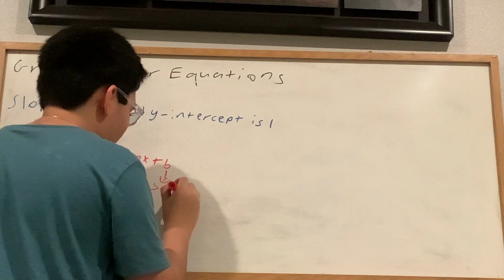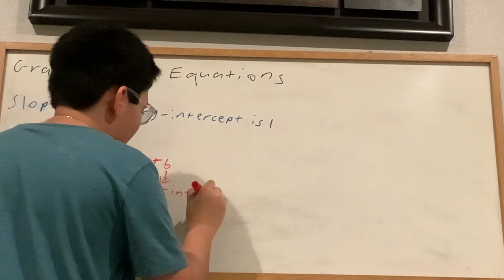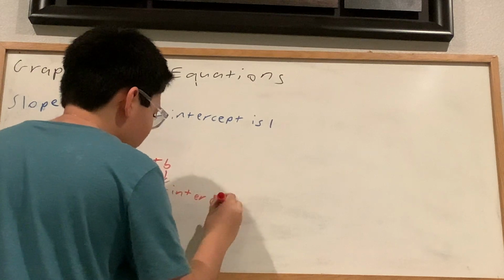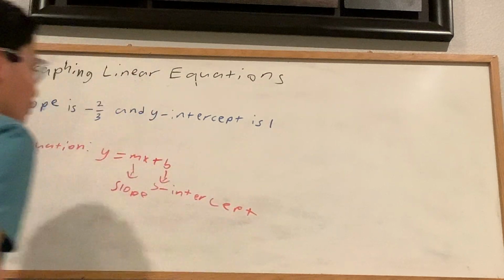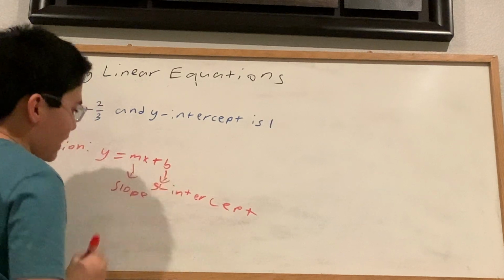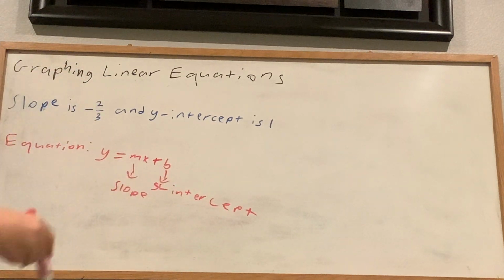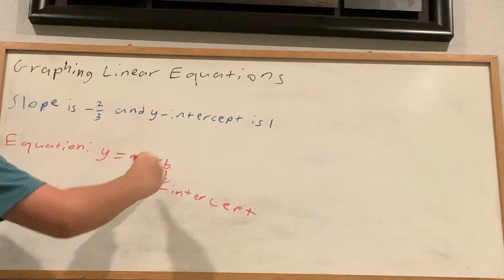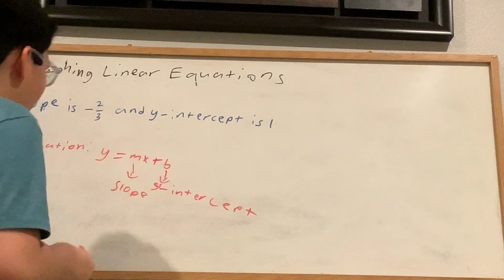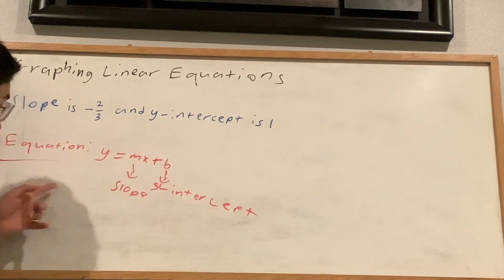I'm going to write y-intercept, spelled I-N-T-E-R-C-E-P-T if you want to spell it out. There you go, y-intercept. And this is the way it's written. If you have a little graph with a little line, we'll talk about those later. But let's start off with the equation. We have the equation y equals mx plus b.